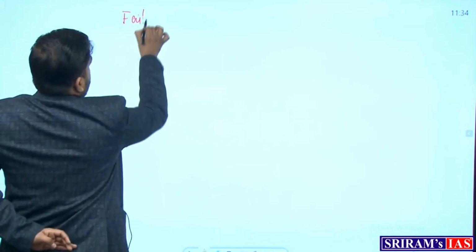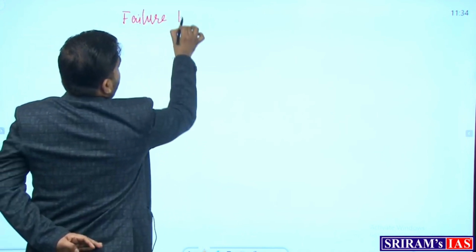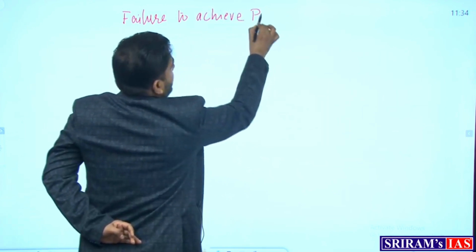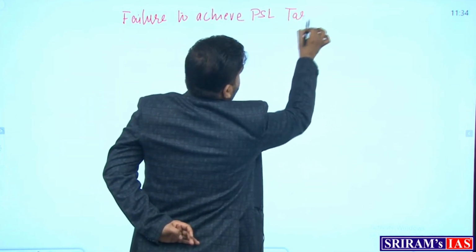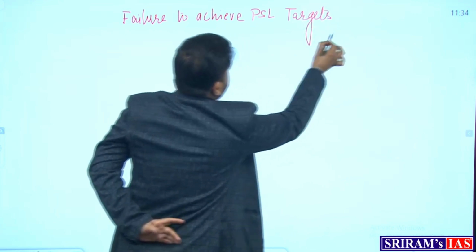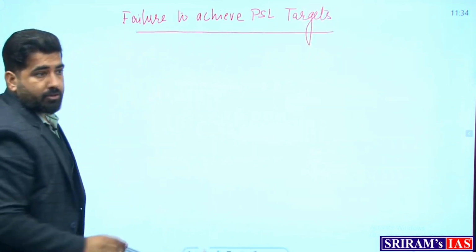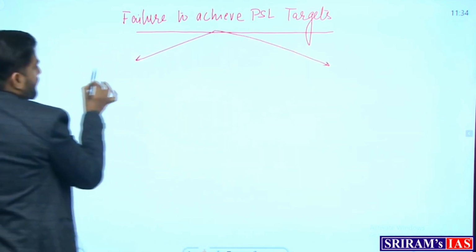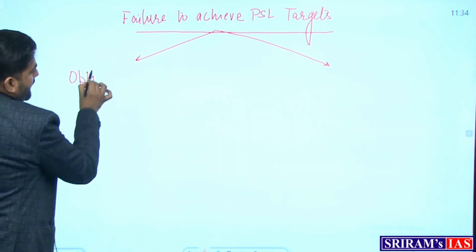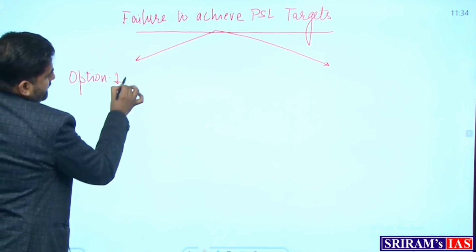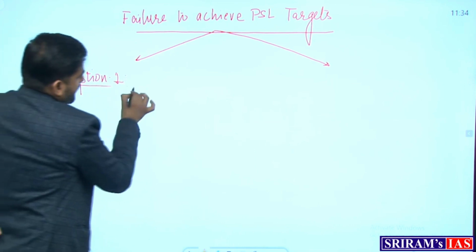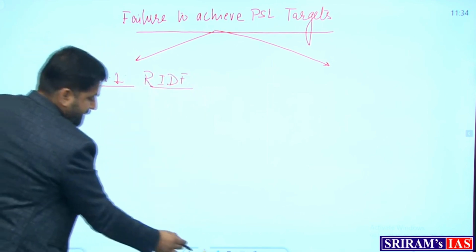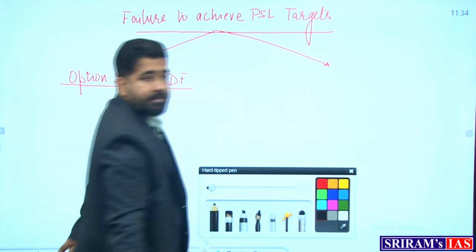Yes. So let me tell you, if the bank failed to achieve PSL targets, there are two options. There are two options, not one option. Option 1, option 2. Option 1 was the traditional route, that is fund transfer to the RIDF. Let me explain this first of all before I move to the second option.